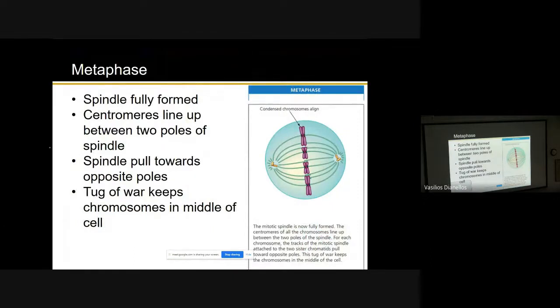So I'll talk about that one first. I'll go out of order. In metaphase, we could say it is defined by the fact that the centromeres are lined up between the two poles of the spindle. I'm going to put quotation marks around here too, because again, this isn't a verbatim thing.